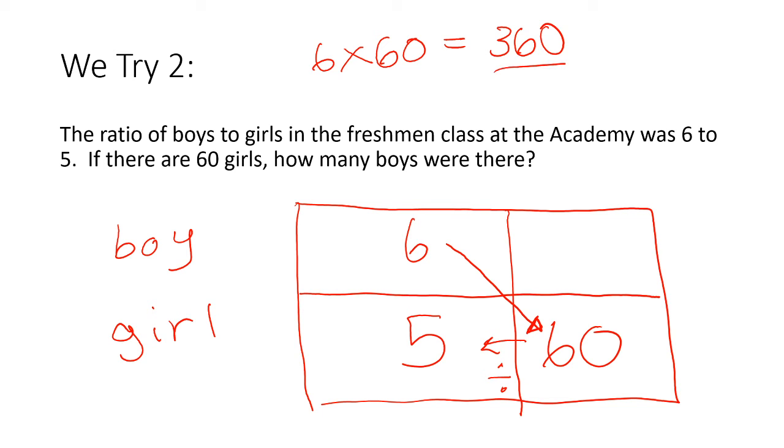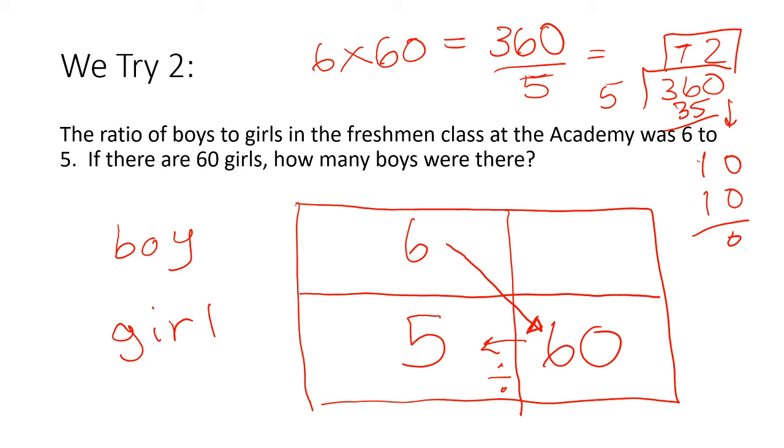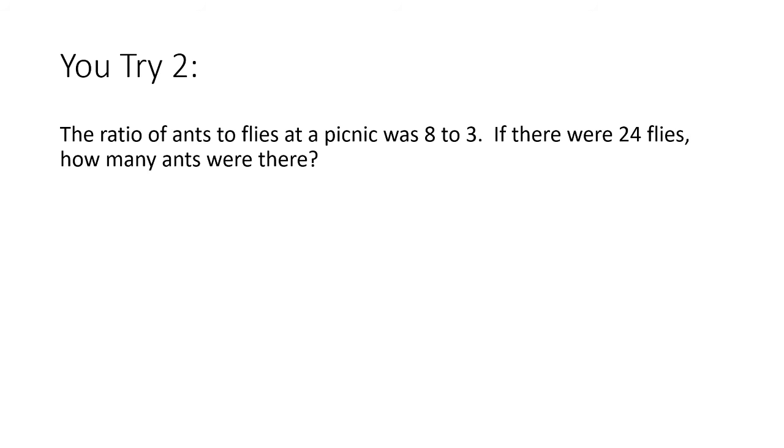360 divided by 5. Let's see here. Well, let's pull out our long division here. 5 goes into 36. 7 times 5 is 35. And I have 1 left over. Drop the 0. 5 goes into 10 2 times. And with no remainder. So 72. So there were 72 boys. Go ahead and try this last one on your own, and then we'll do it together.